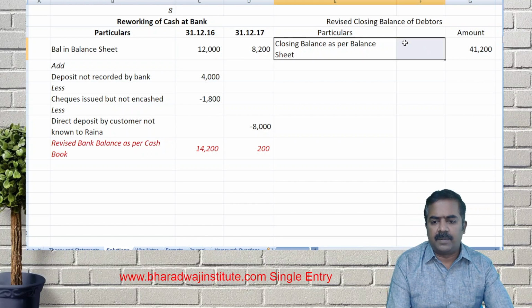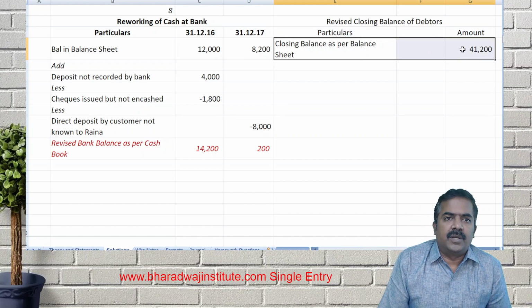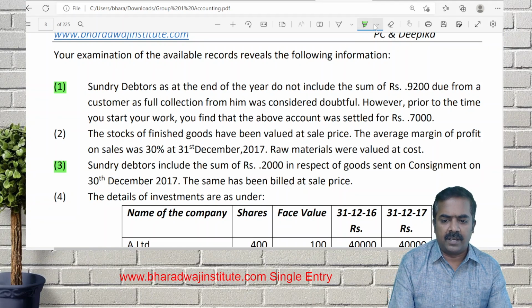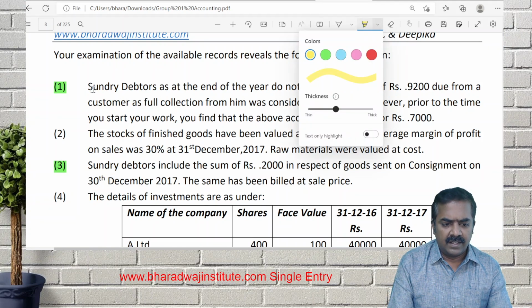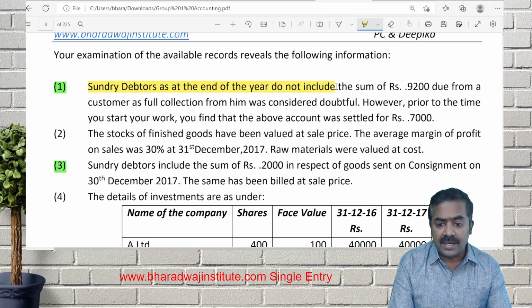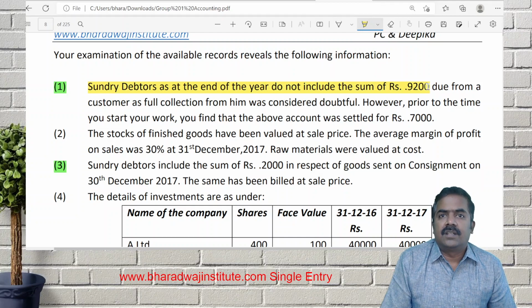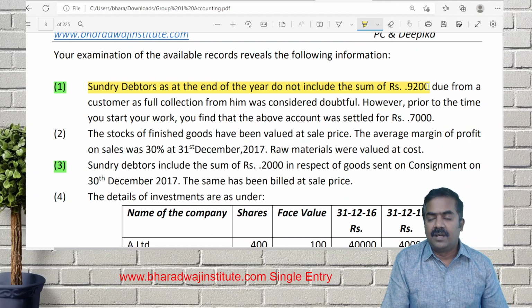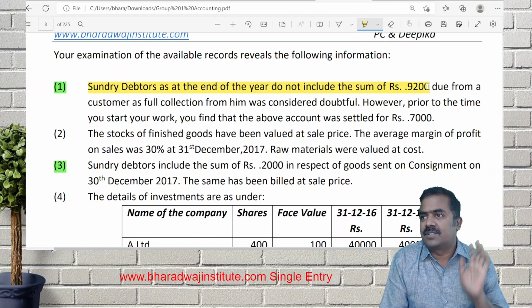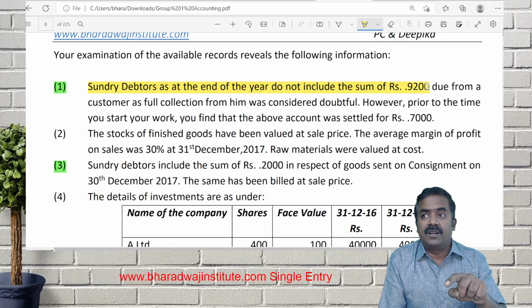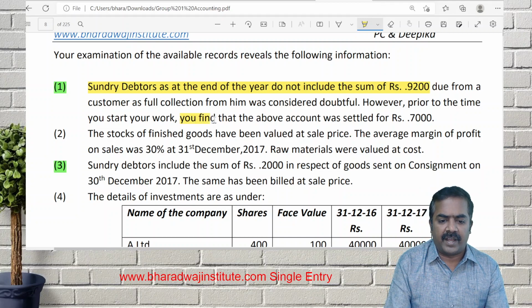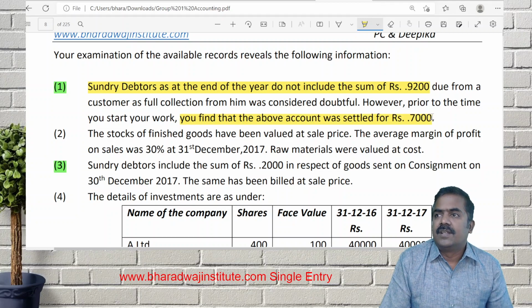What is the balance given in the balance sheet? 41,200. It is clearly mentioned in point number 1. Look at point number 1. What is mentioned? Sundry debtors at the end of the year did not include a sum of 9,200 due from a customer. That balance did not include this 9,200. Whether we have to include this, let us see. However, prior to starting the work, you find that the account was settled at 7,000.